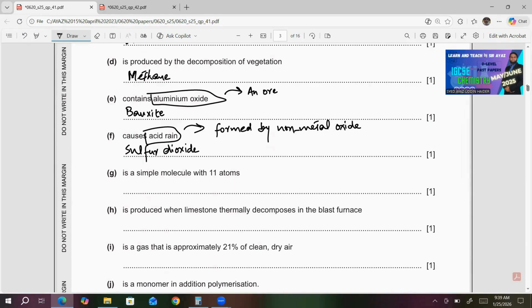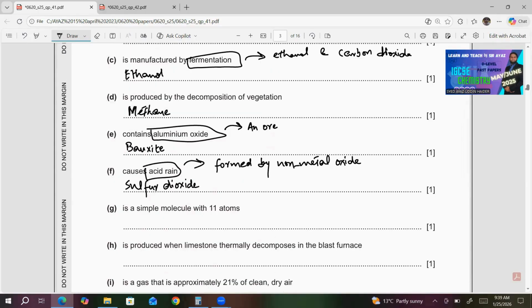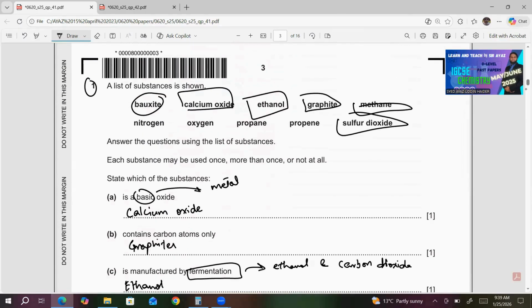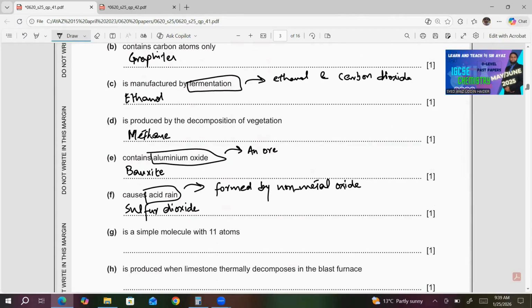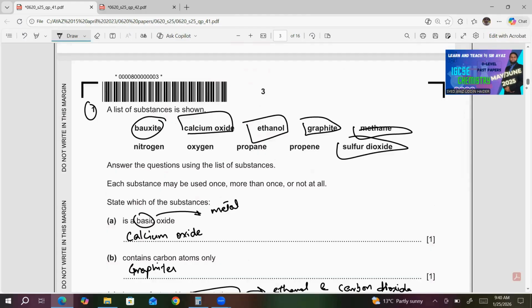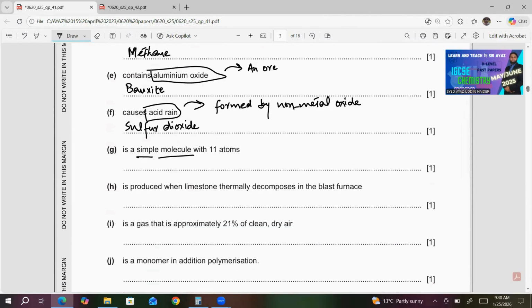G is a simple molecule with 11 atoms. Now for this, I need to draw the structures of some compounds here. Like they are saying molecule. Simple molecule means it must be covalent. So we are having covalent compounds here, as well as elements. So this is nitrogen. It can't be nitrogen. It does not have 11 atoms. Formula is N2. What about oxygen? O2, it's impossible. Propane. Propane is the third member of alkane.